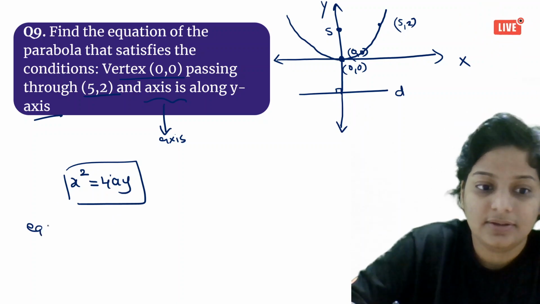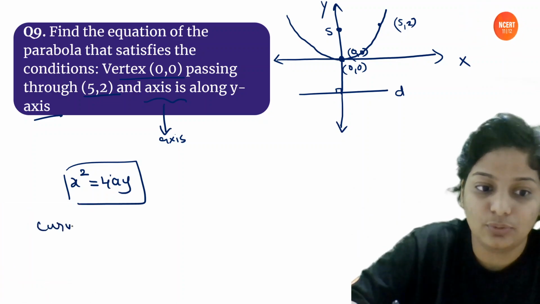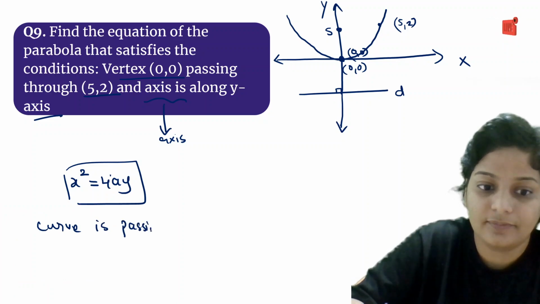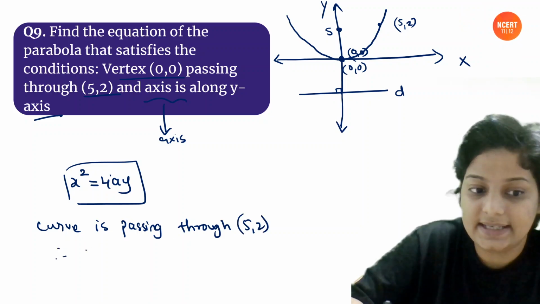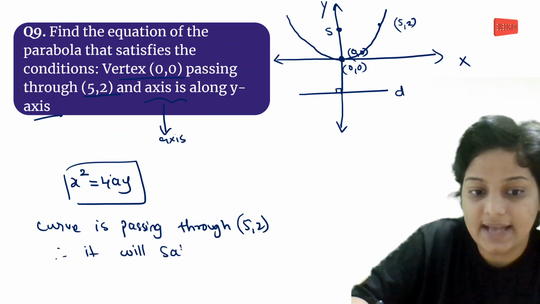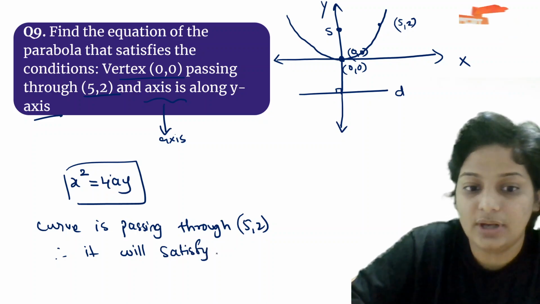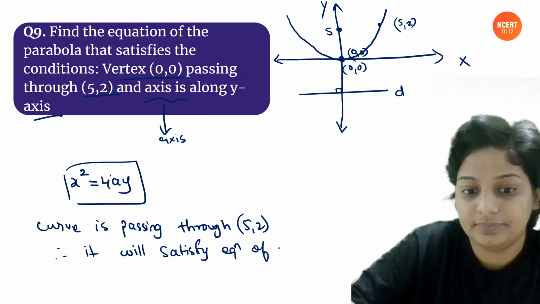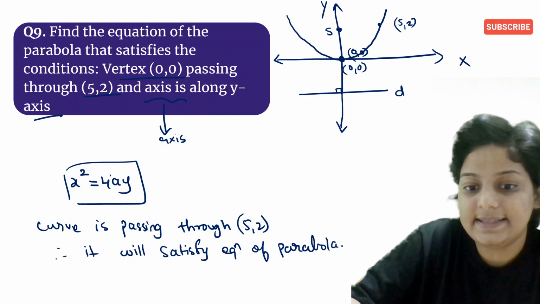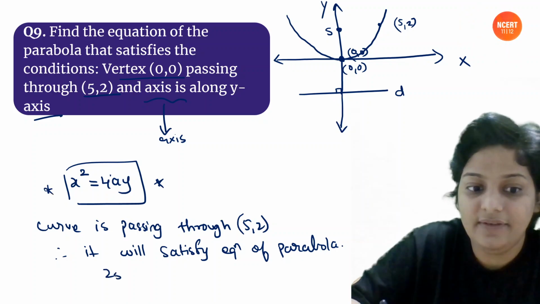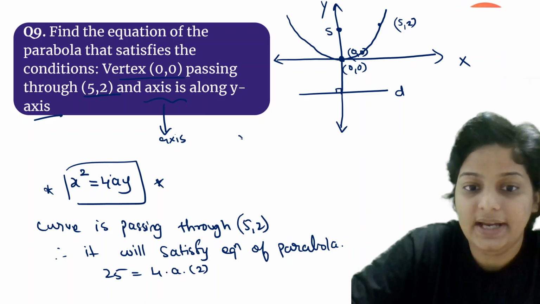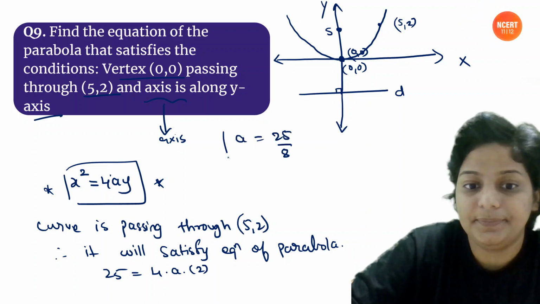Since the curve is passing through 5, 2, therefore it will satisfy the equation of parabola. So if I substitute x as 5 and y as 2 in the equation of parabola, what will I get? 25 is equal to 4a and 2. So we get a is equal to 25 by 8.